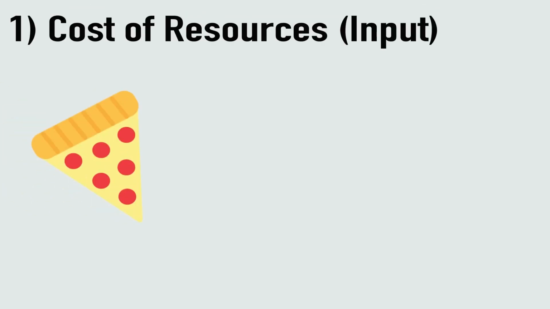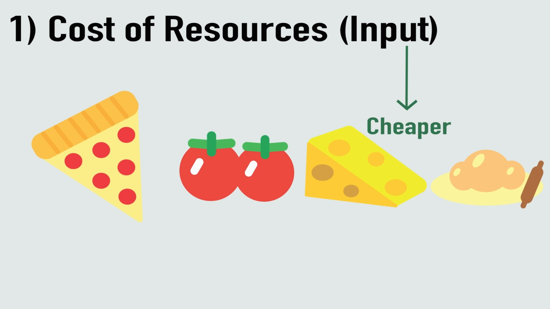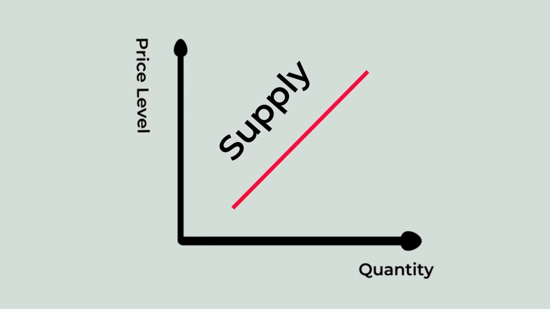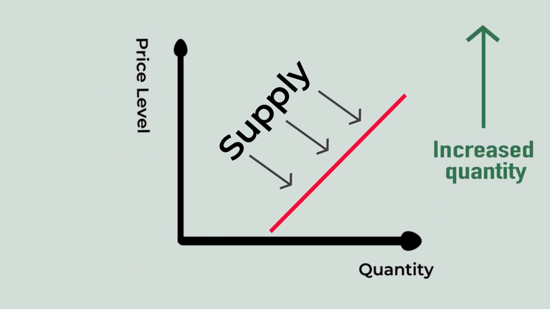Number 1, cost of resources as an input. Let's think about a pizza. What do we need to make one? Tomatoes, cheese, the dough? Let's say due to an unusually good growing season, all these become significantly cheaper, and therefore pizza can be made at a significantly less cost. This translates to a higher profit for pizzerias and will lead to more pizzerias wanting to capitalize on this new increase in profitability. So the supply curve shifts to the right. There's an increased quantity supplied of pizzas at all price levels.